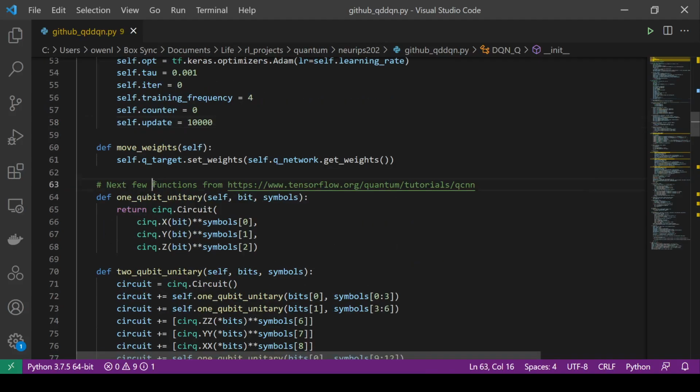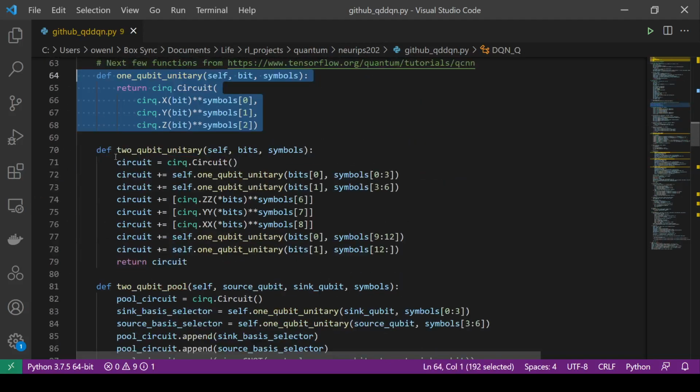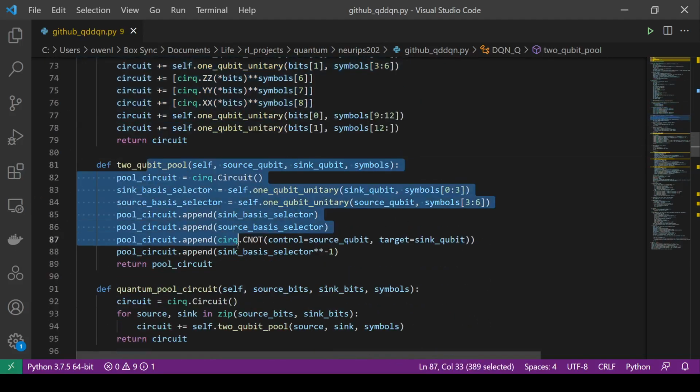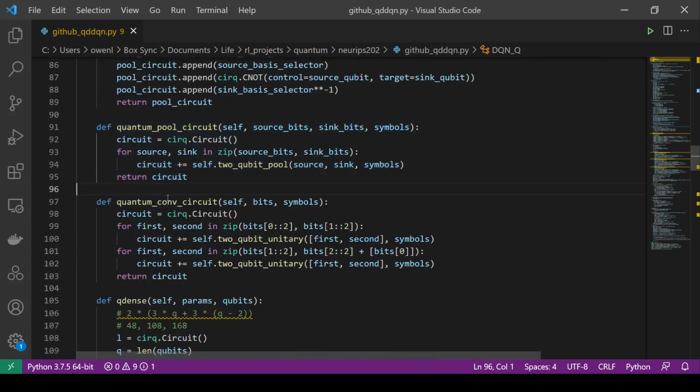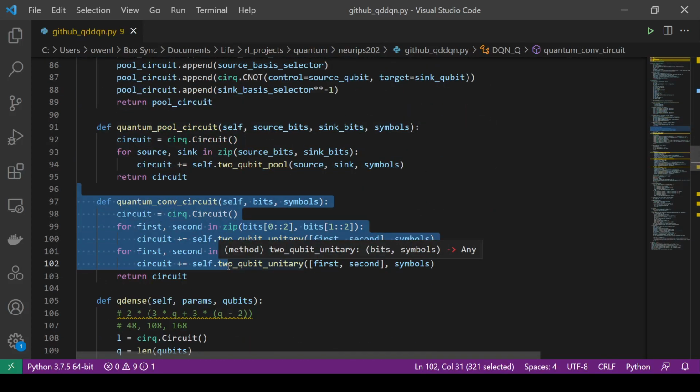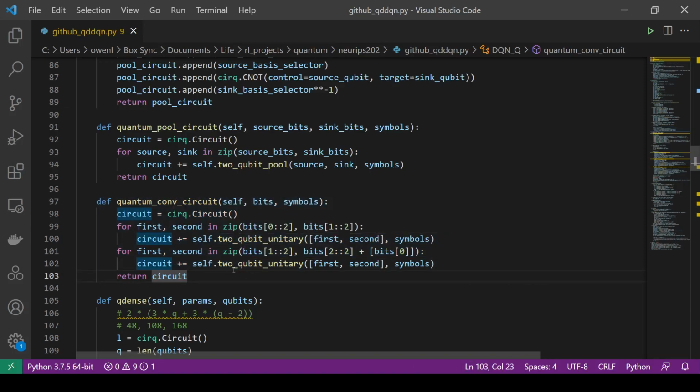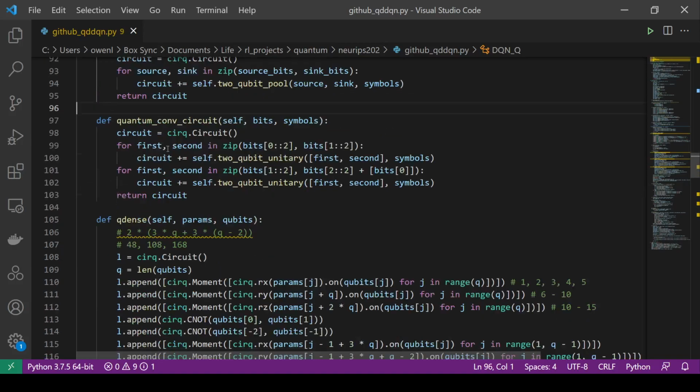So now these are just straightforward. You can find them exactly online. The 1 qubit unitary, the 2 qubit unitary, the 2 qubit pool, the pool circuit, the quantum convolution, right? Those are already written. I just use existing implementations. I don't know if I've actually discussed the quantum convolutional neural network circuit on this forum before, but if not, you can go to the tutorial on TensorFlow Quantum, and it's pretty good. You'll be able to understand it.